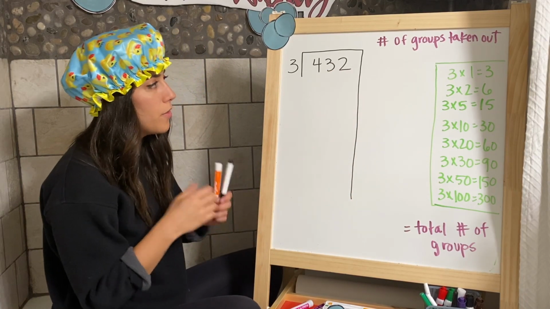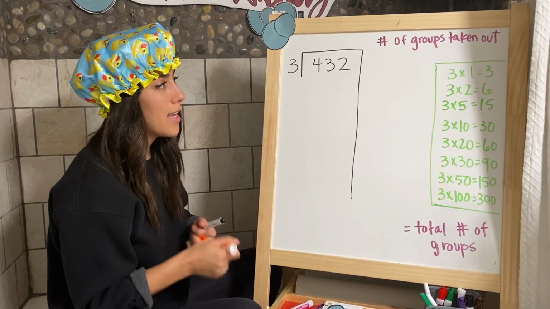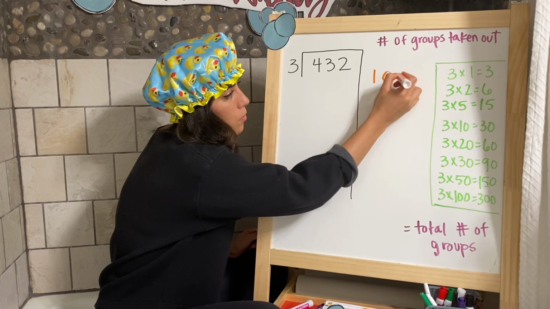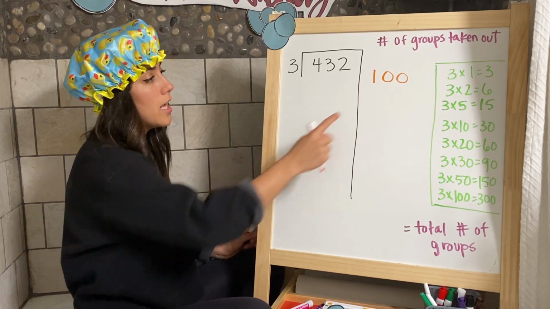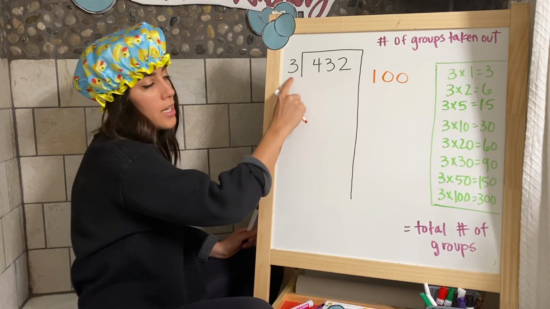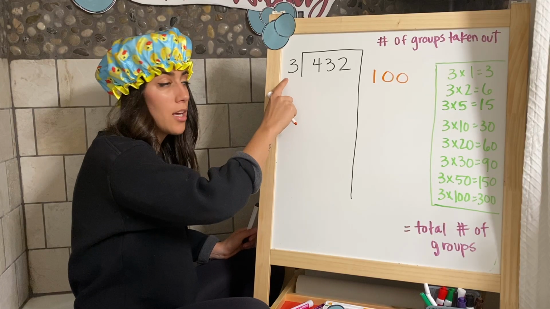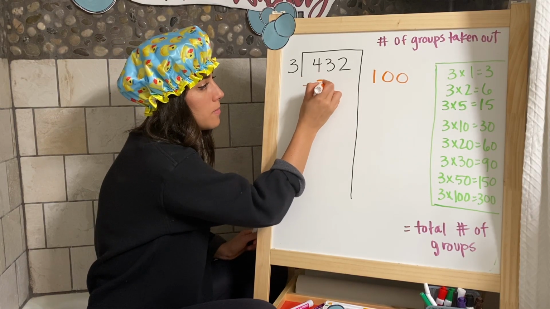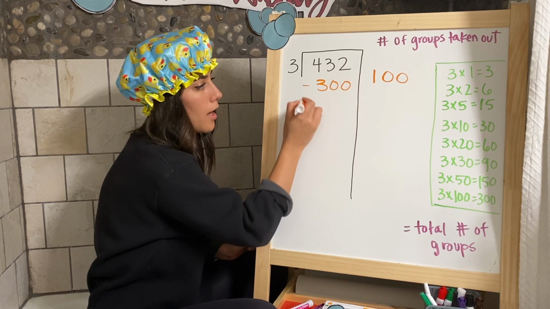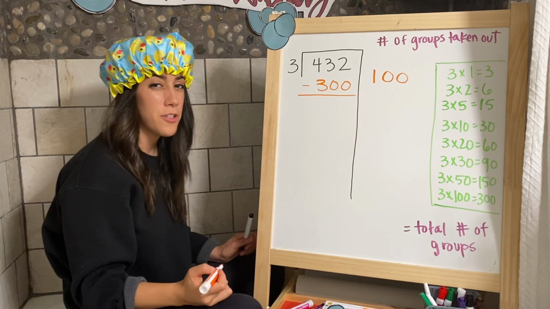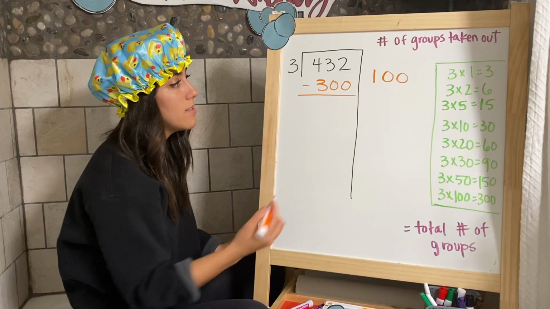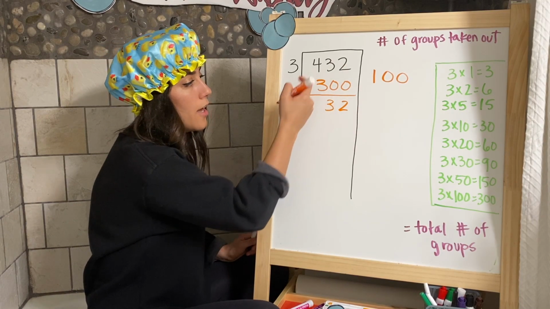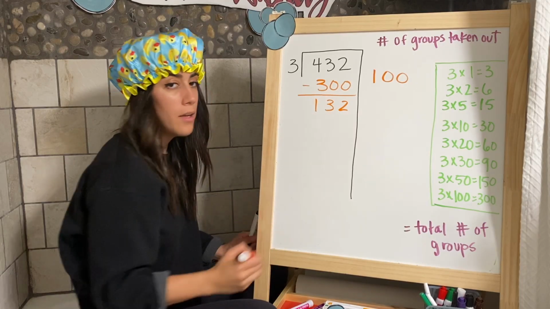So for example, the first group that I want to take out, I want to take out 100. So if I took out a group of 100, I would multiply 100 times the outside number, times 3. So that answer, 100 times 3, gives me 300, okay? That is going to be the first thing that I subtract. What does that leave me with? 2 minus 0 is 2, 3 minus 0 is 3, and 4 minus 3 is 1, okay?